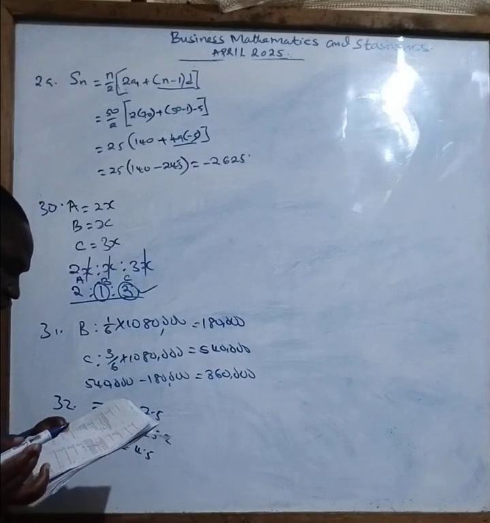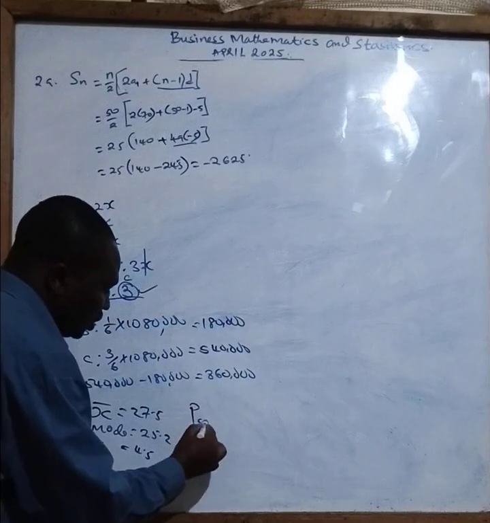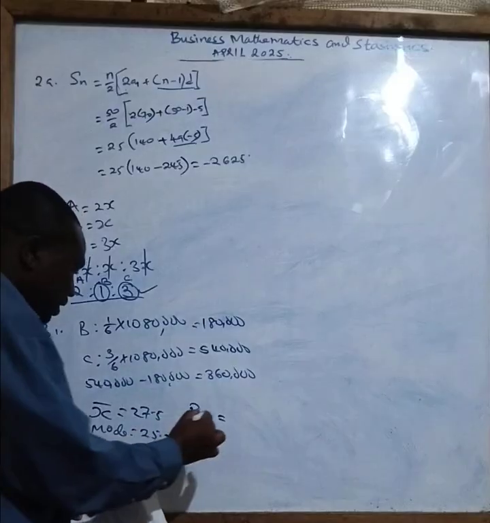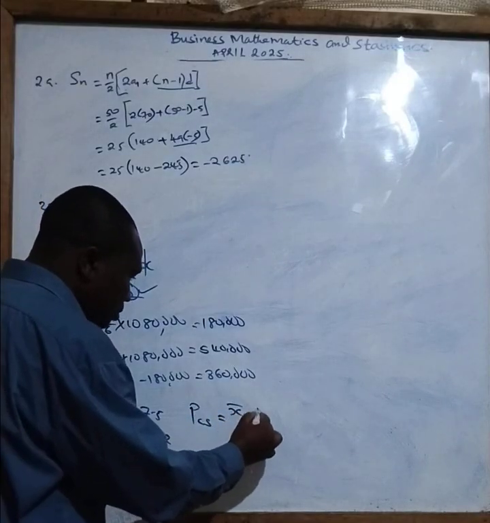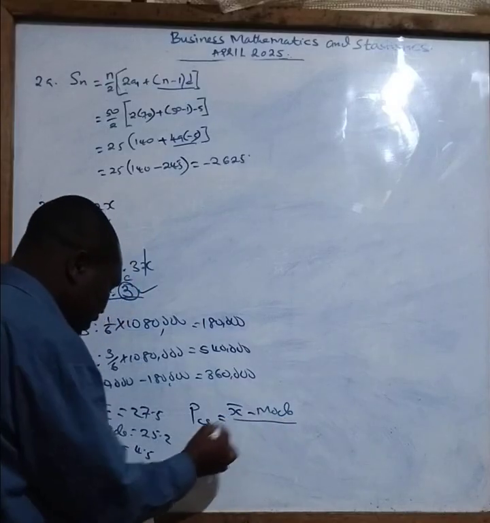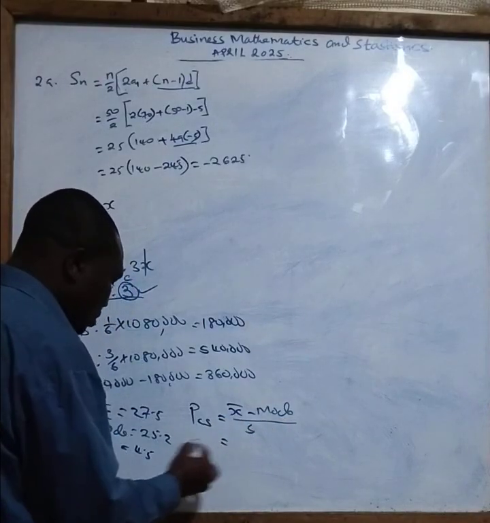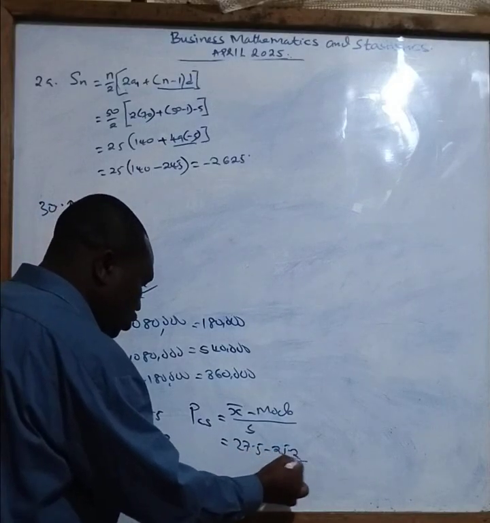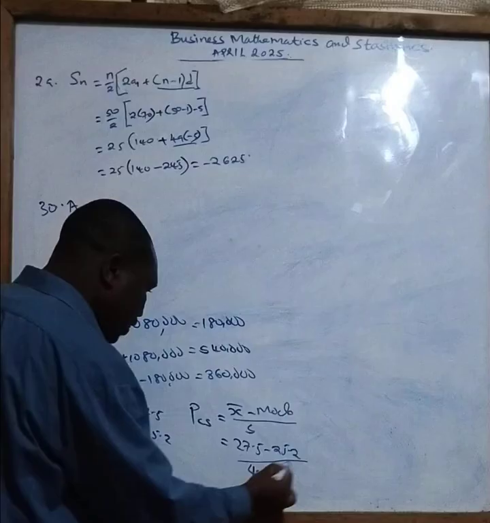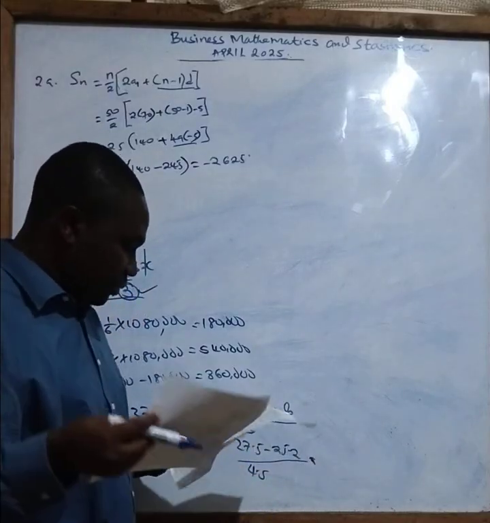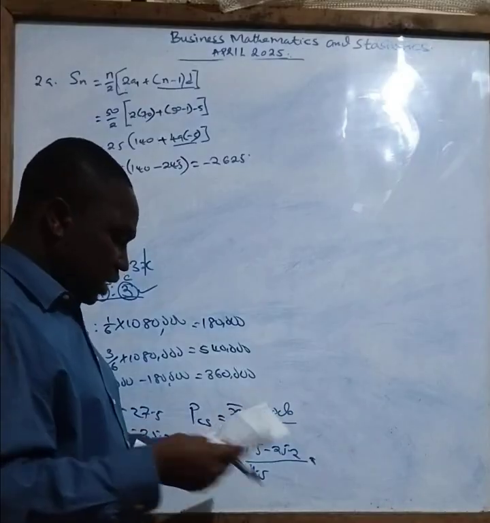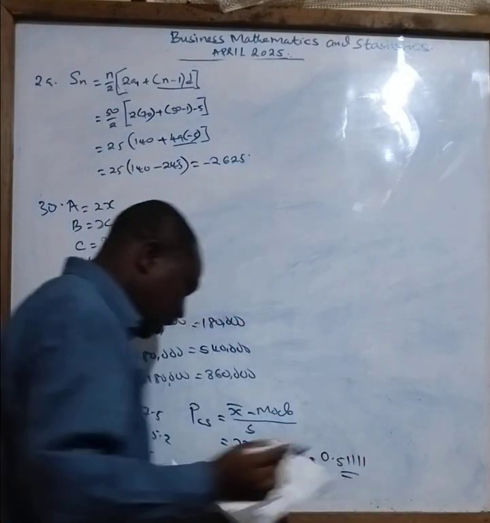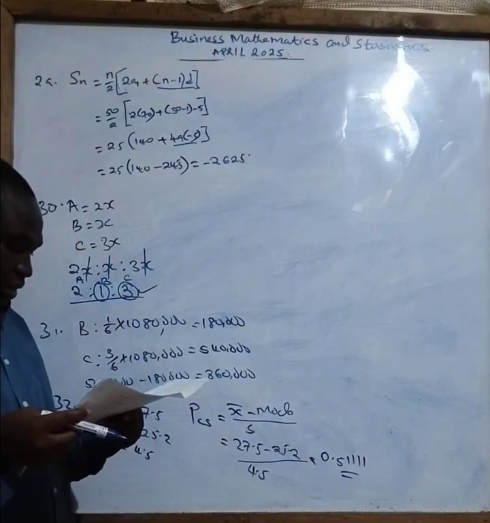Pearson coefficient of skewness. How do we get that, class? We take the mean minus mode, and you divide everything by the standard deviation. So the mean is 27.5 minus the mode of 25.2, divided by the standard deviation of 4.5. When you work that out correctly, the answer you are supposed to get is 0.51111.